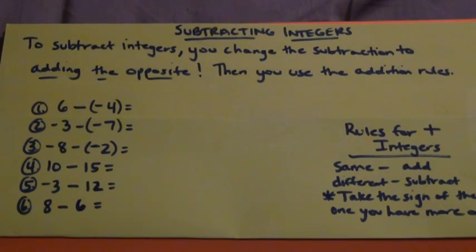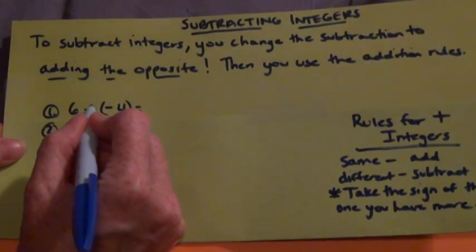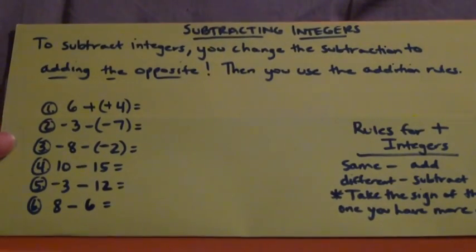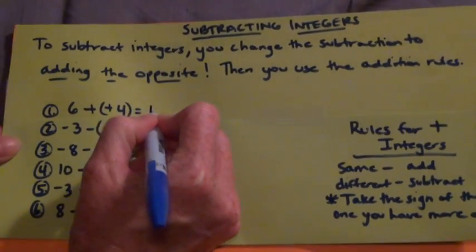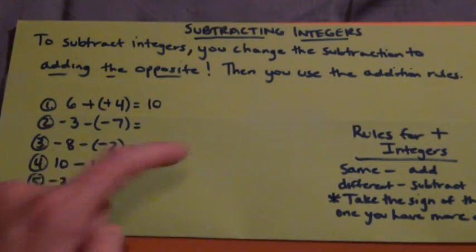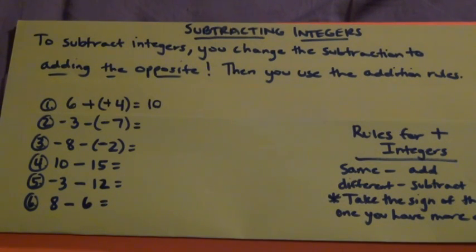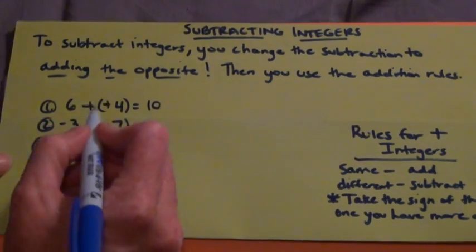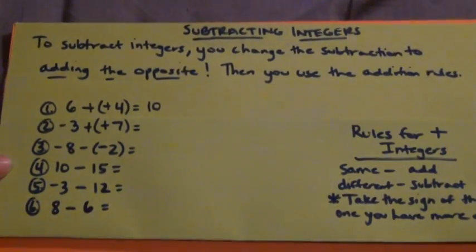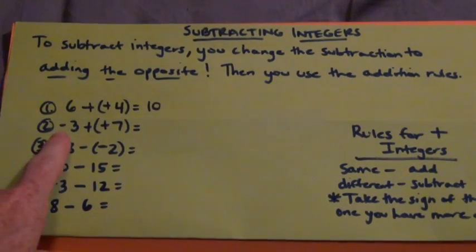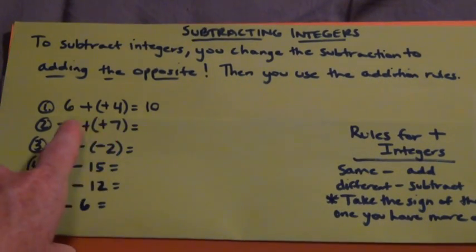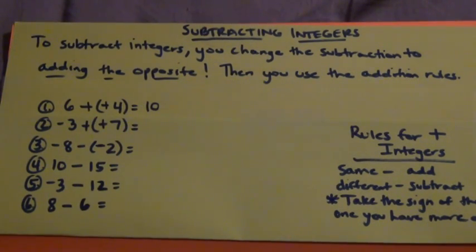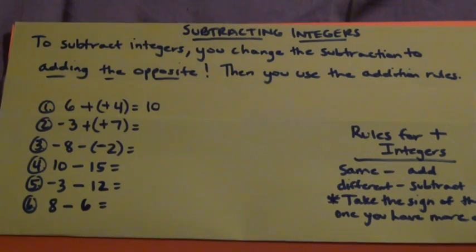So number 1, 6 minus negative 4. You change to adding the opposite, and the answer is 10. Because they are both positive, you add them. 6 plus 4 is 10. Number 2, 3 minus negative 7. I'm going to change it to adding the opposite. Now I have negative 3 plus positive 7. Those are different signs, so I need to subtract. And I take the sign of the one you have more of, so it's going to be positive 4.